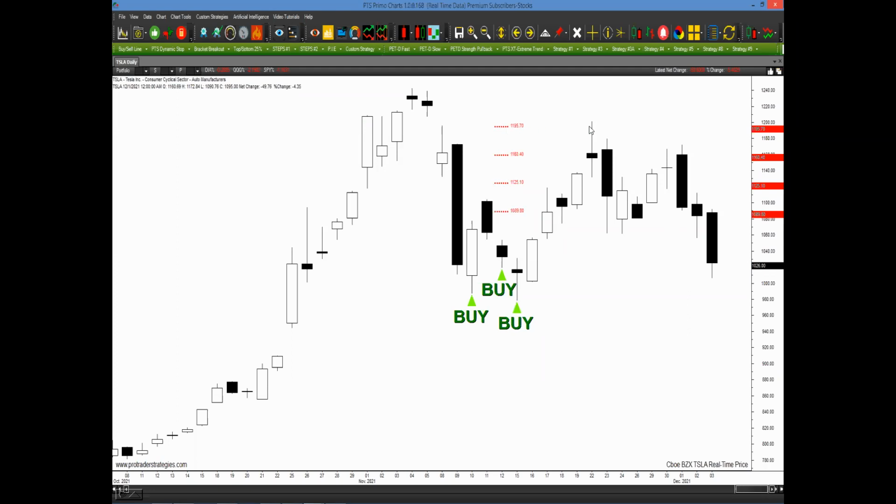And that would have been a wise decision because look what happened. We got right up there before we exited. And that would have given you a nice 150 points in a little over a week before the market changed direction. So this is just one of the extra advantages all of our course members have and all of our PTS Primo Charting Platform members have as well.